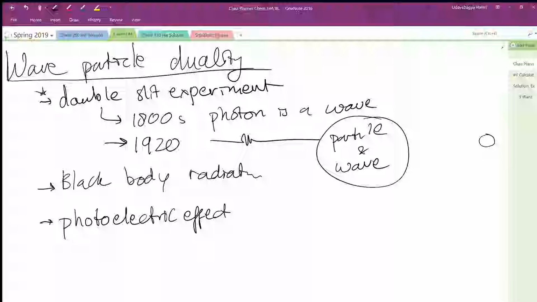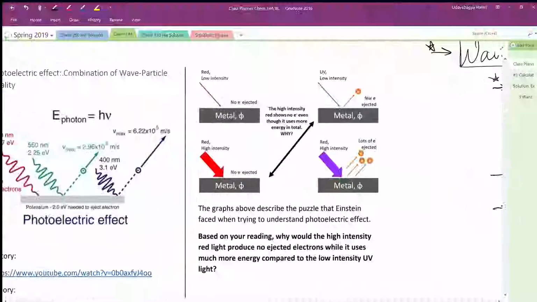And we're just going to discuss really quickly the contributions of the black body radiation, and we'll do some math on the photoelectric effect, and then at that point I'll catch you up in a bit.